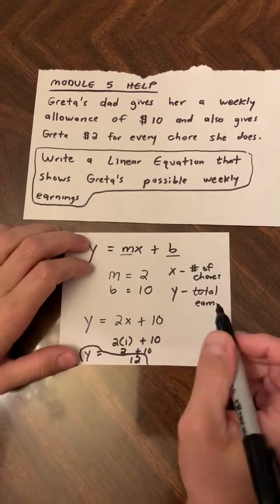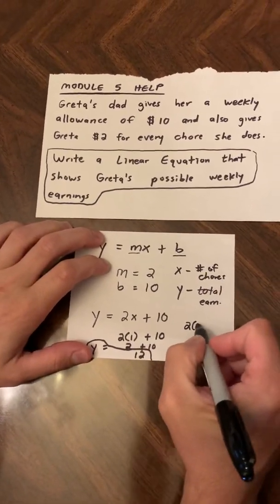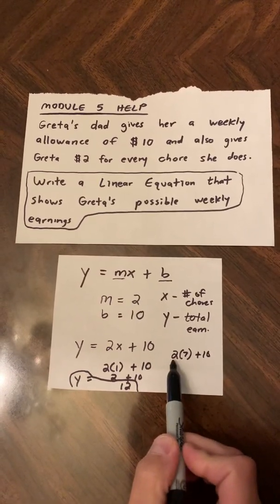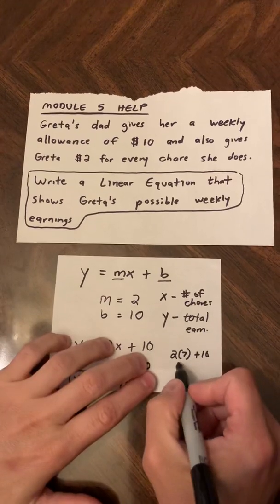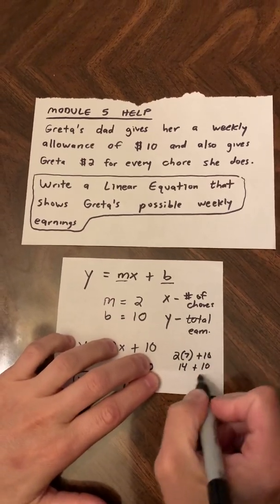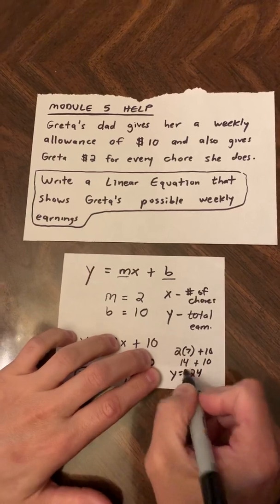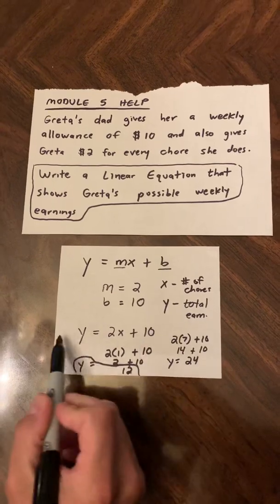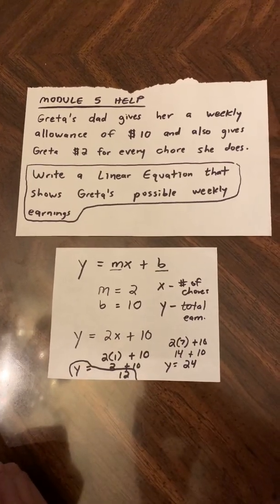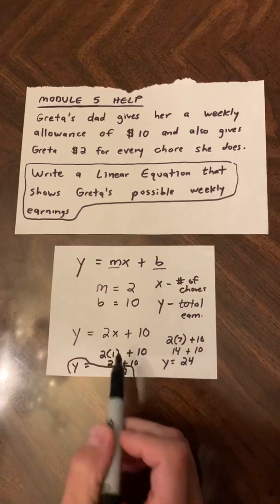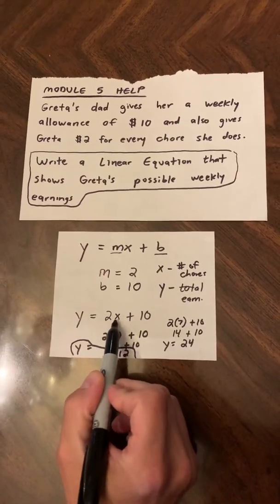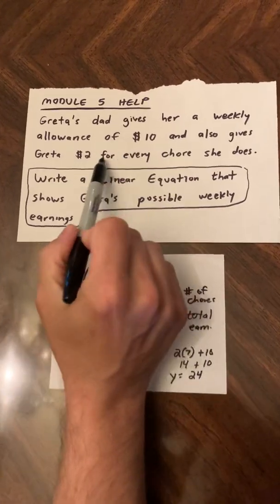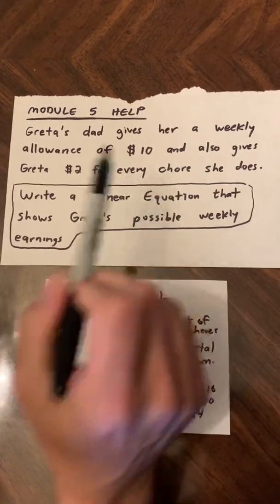And we could do that for any number of chores. If she decided during a certain week to do 7 chores, she would earn $10 plus $2 for each chore, so it would be 2 times 7 plus 10, which is 14 plus 10. So she would earn $24 if she did 7 chores. We can use this linear equation to figure out how much she would earn for any number of chores. If she did 20 chores, which is a little ridiculous, she would do 2 times 20, and then add on the $10 that she always gets. The key words being "every chore she does" tell us this is our slope.